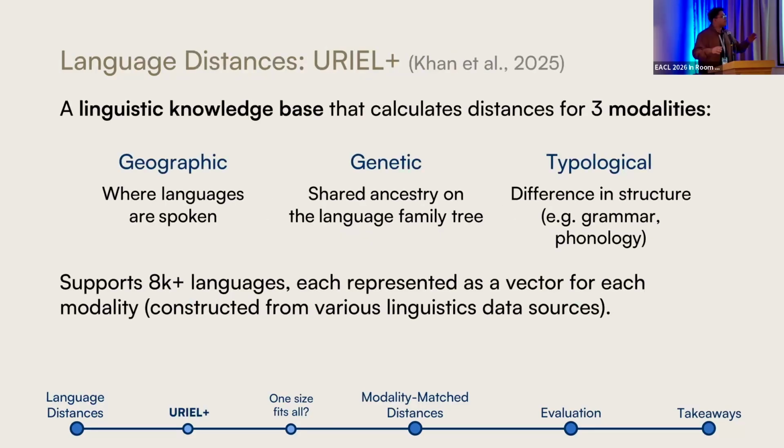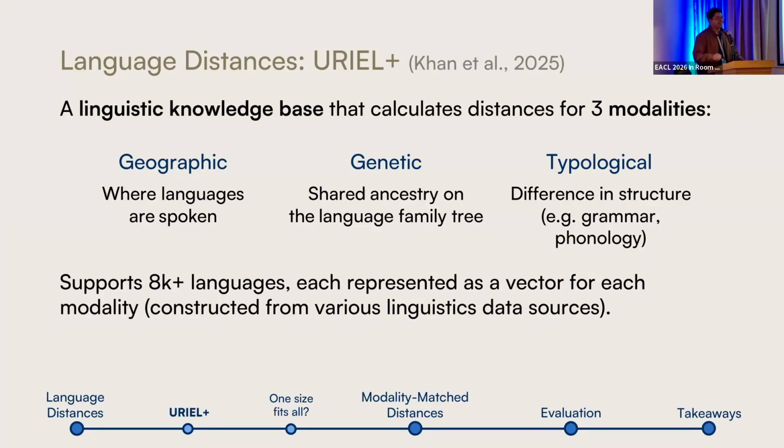Okay. So here's the way that we try to approach this. This is actually one of my papers that I published last year. We talk about URIEL Plus, right? And URIEL Plus is a linguistic knowledge base that allows you to compute distances for three different types of modalities for languages, right? So geographic, so this is where languages are spoken around the world. Genetic, this is basically describing the shared ancestry of languages on a family tree. For instance, you can imagine English being related to, say, German through a family tree relationship, right? So on and so forth. And typological, right? And so this is differences in structure, grammar, phonology, morphology, even, of different types of languages. And we encode this information for each of the 8K languages within URIEL Plus.